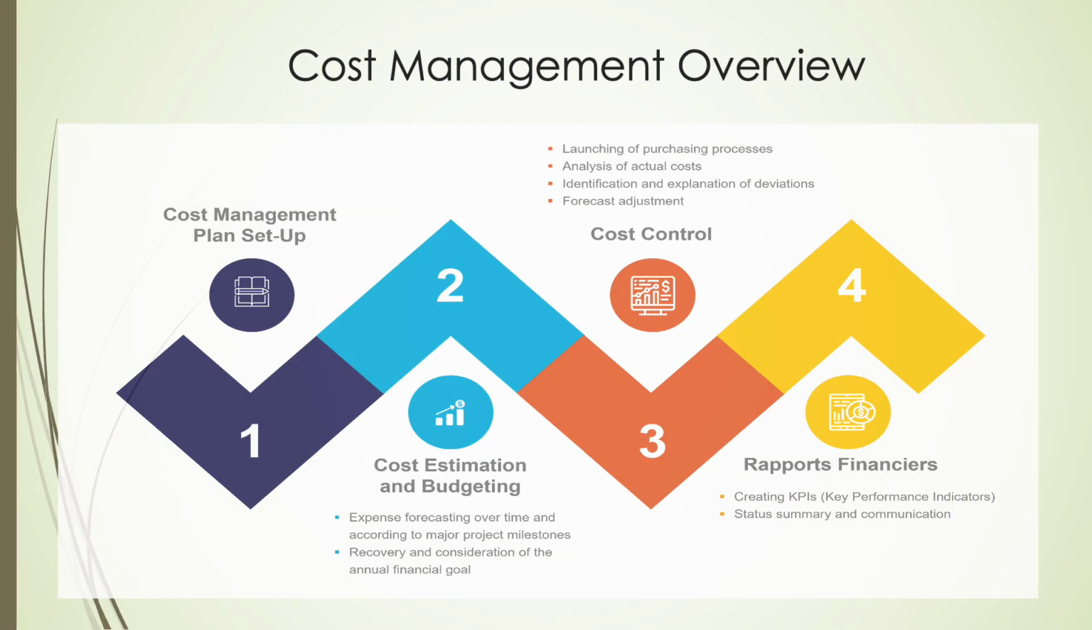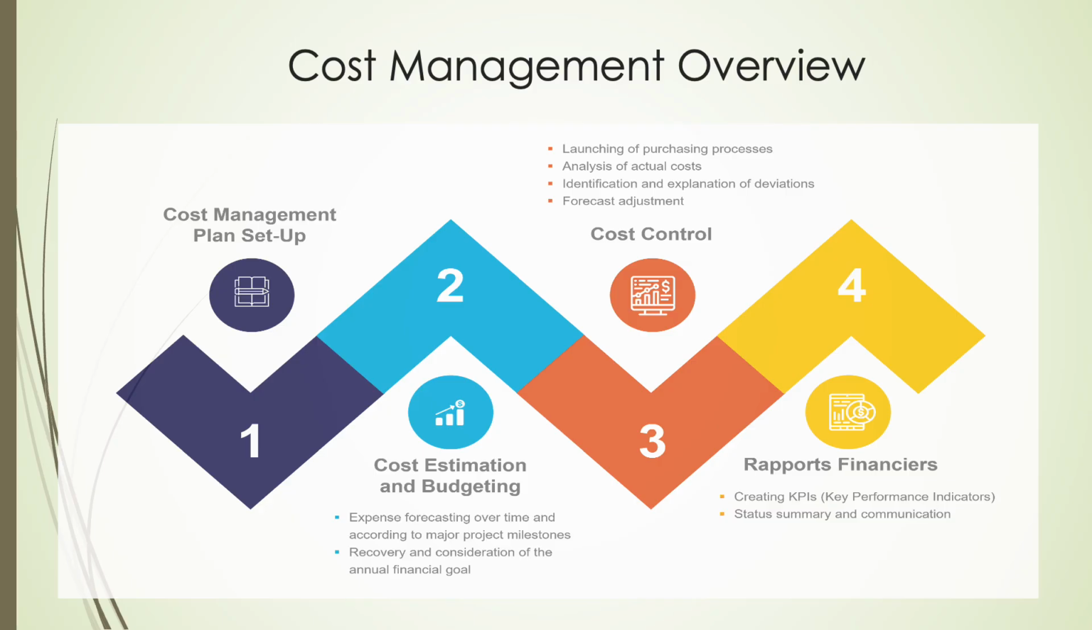The cost management process initiates with the cost management plan set up, establishing the structure for purchasing, analyzing actual expenses, identifying and explaining deviations, and adjusting forecasts as needed. Cost estimation and budgeting follows, focusing on projecting expenses over time based on major project milestones, while also aligning the financial strategy with the broader annual financial objectives, ensuring project costs remain aligned with organizational goals.